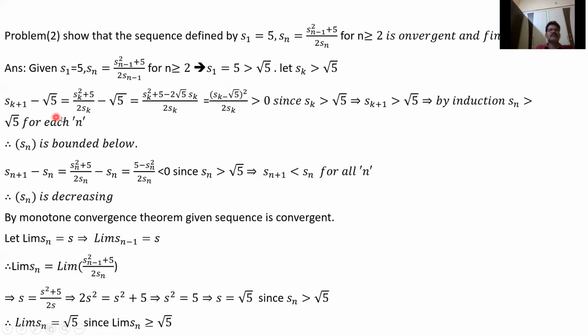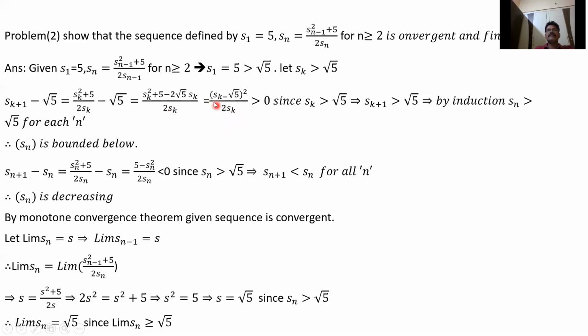So I will take Sk plus 1 minus root 5. By definition, writing n equal to k plus 1, we get (Sk square plus 5) by 2 Sk, minus root 5. The LCM is 2 Sk: (Sk square plus 5 minus 2 root 5 Sk) by 2 Sk. This is like A square plus B square minus 2AB, where A is Sk and B is root 5. A square is Sk square, B square is 5, and minus 2AB is minus 2 root 5 Sk.